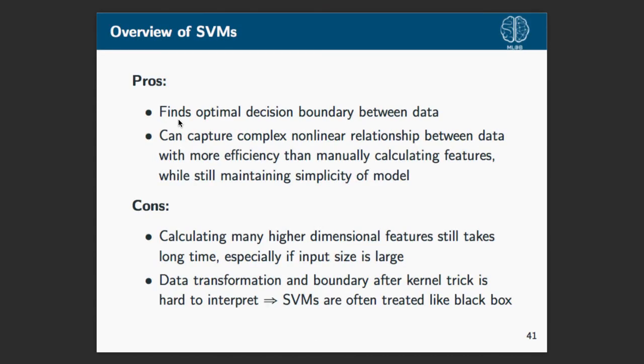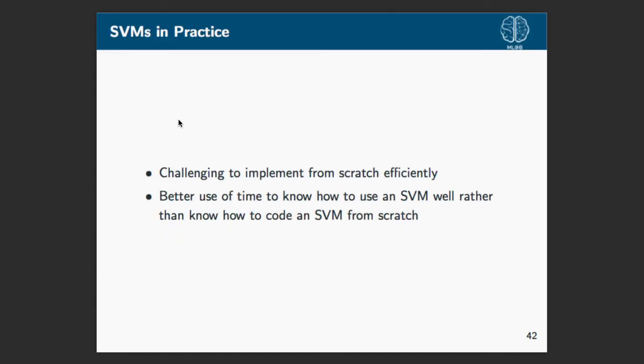So the pros are that it finds this optimal decision boundary, and it can capture really complex relationships between the data. And it's way more efficient than manually calculating these features individually. The cons are that these really high-dimensional features take a really long time. And this data transformation, the kernel trick, is kind of hard to interpret. So that's why SVMs are treated as a black box. They're still more interpretable than neural networks, but it's really hard to see what's going on in these really complex kernel functions. They can be pretty challenging to implement from scratch, so it's better to know how to use an SVM rather than how to code it from scratch.